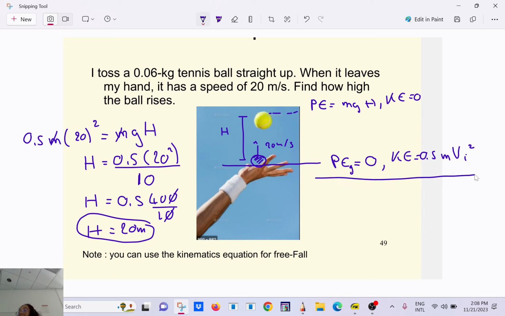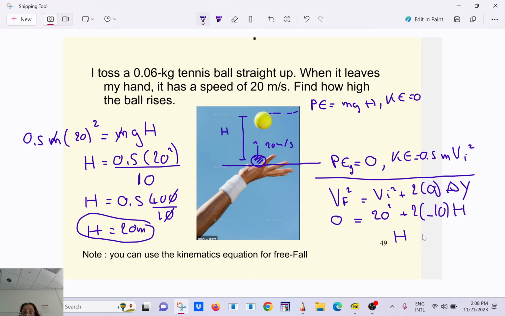So let's review kinematics. We could have done the same thing using the kinematic equation: v final squared equals v initial squared plus 2 times the acceleration times the displacement, delta h. Remember that? So between here and there, the final speed is 0, equals initial speed squared plus 2 times acceleration, which is negative 10, times delta y. Delta y is your displacement, which is also equal to the height. So you see, height equals 20 squared divided by 20, which is 20 meters. Okay, you see how it works?